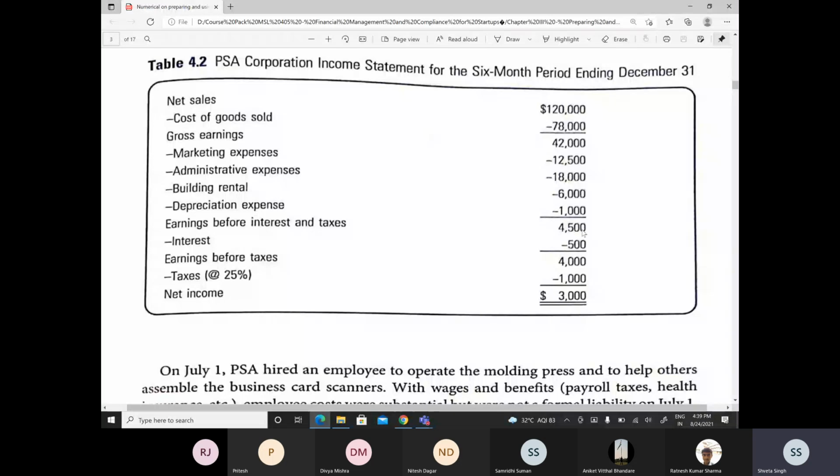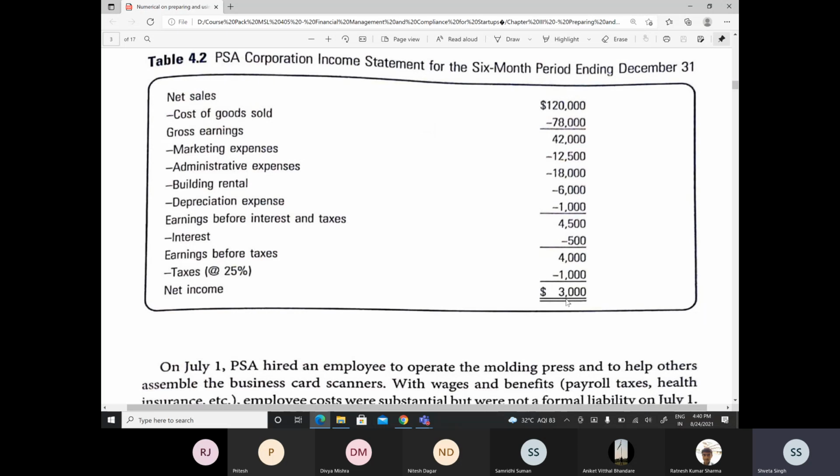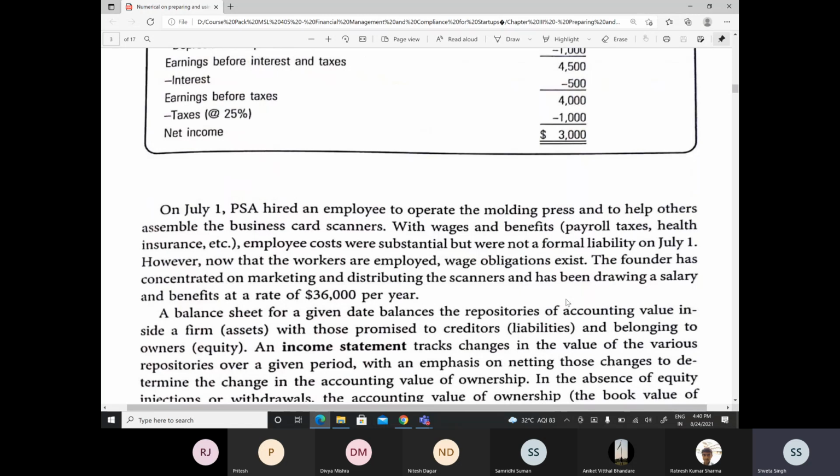4,500. From this, we have to deduct the 6 months interest. As I told you, interest is also allowed as a tax deductible expenditure. Then we get earnings before taxes. From this, we deduct the taxes at 25% to get the net income from the 6 months operations for PSA at $3,000. Okay, so we were discussing this only, the interest payments. Okay, all of this we have done.